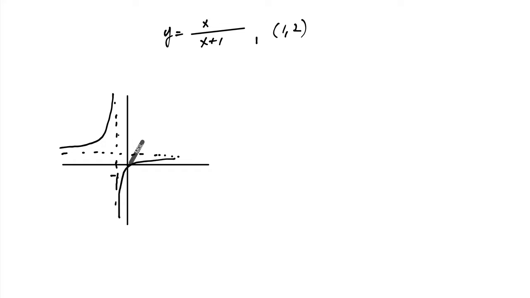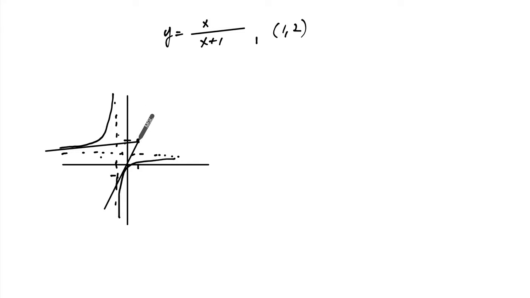1, 2. So this is 1, and 2 is here. So it's clearly not on the curve. It's outside the curve, right? Visually, it looks like we're going to get something that looks like this, and another one that looks like that. There are two answers, it looks like.